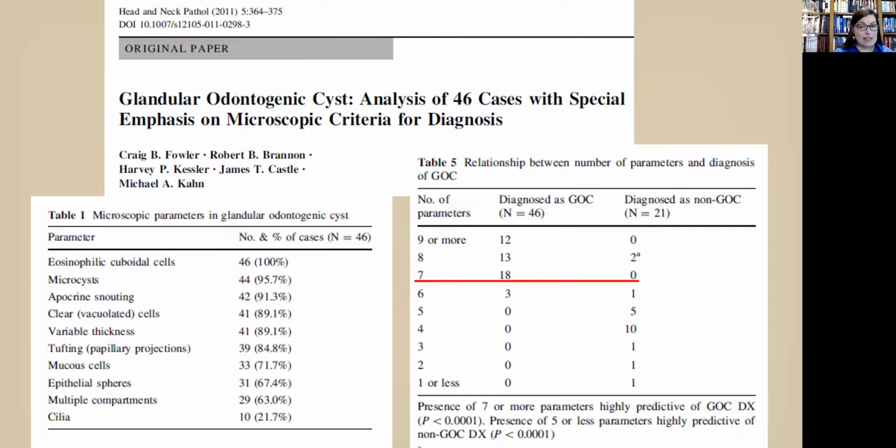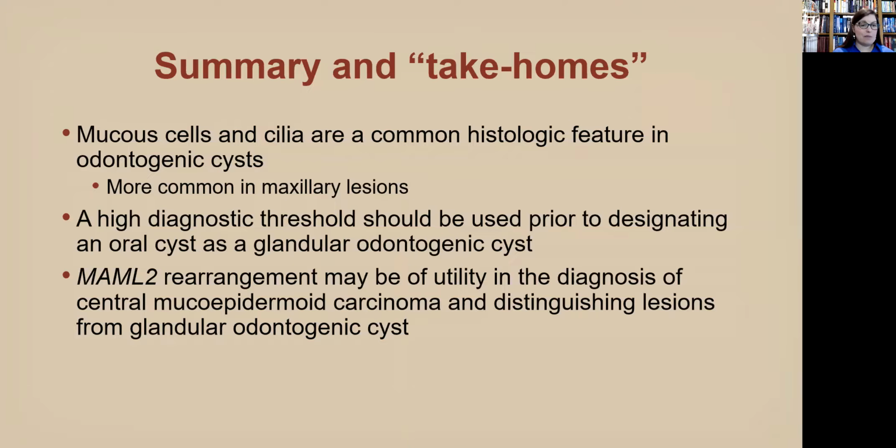And the question is, why is that? And it's because for our surgeons, these cysts can have a higher rate of recurrence, and they might even treat these with resection. And so we certainly don't want anyone resecting a dentigerous cyst or even a periapical cyst that just has mucus cells because it's been long-standing.